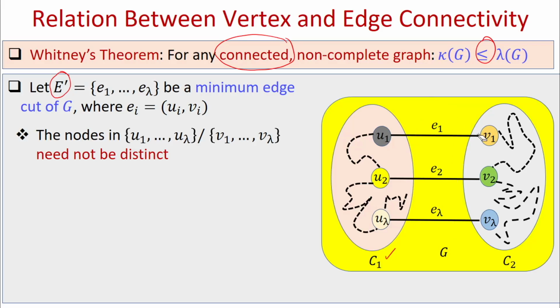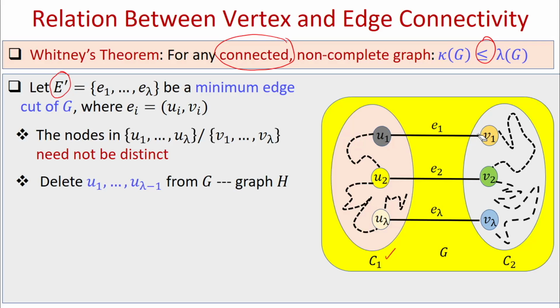Now from these edges, I have to show the existence of some lambda number of vertices whose deletion will definitely disconnect my graph. Because if I can show the existence of some lambda number of vertices whose deletion will disconnect my graph, then that shows that my vertex connectivity is also upper bounded by lambda, and hence the vertex connectivity is upper bounded by edge connectivity. So let us do that.